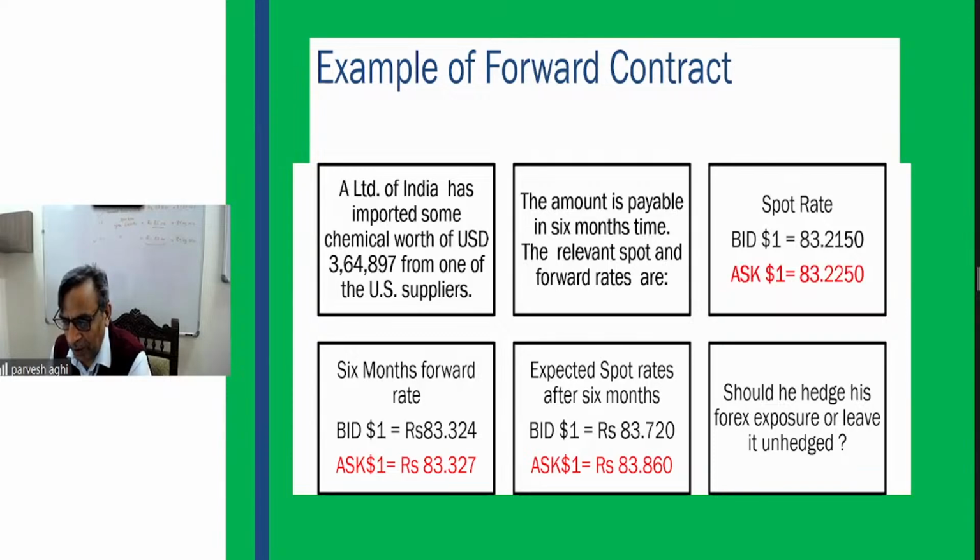If you pay the money at 83.86 per dollar, you're going to pay more. Suppose your expected spot rate happens to be the actual spot rate. But the forward rate is telling you that you're going to pay at 83.32. So you're almost gaining 54 paisa or something. Hedging is better. Absolutely, got it. Somebody was asking which is better.